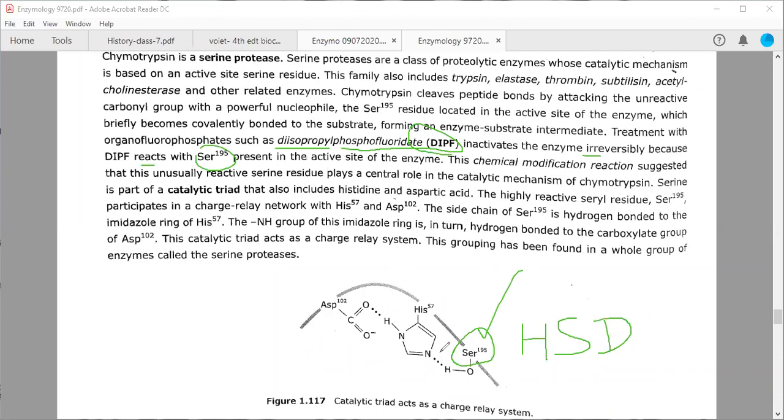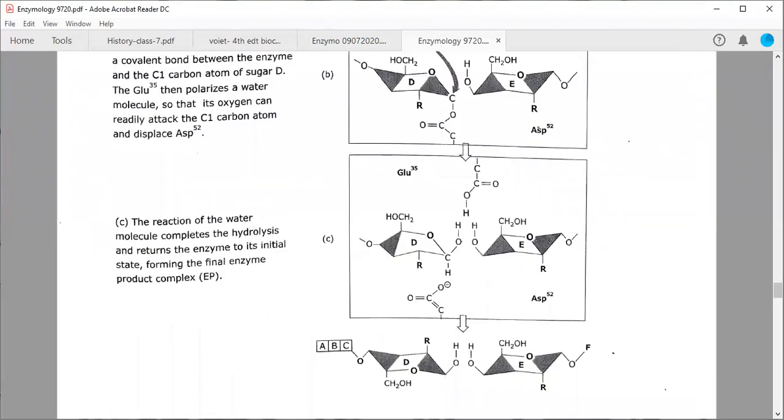Then we have discussed the other thing. We have also discussed in the same category lysozyme. So I'm coming to lysozyme also. Okay, so we have lysozyme here.